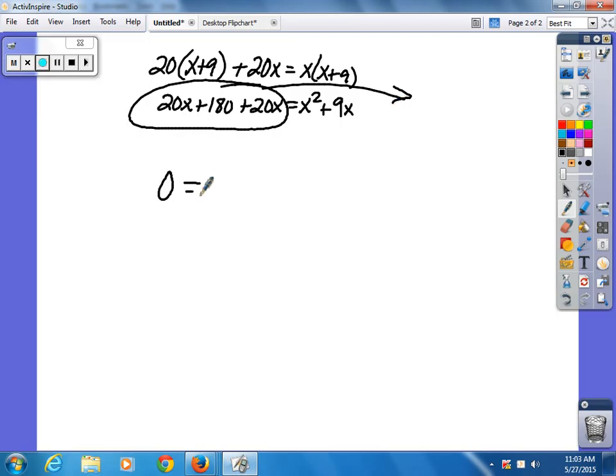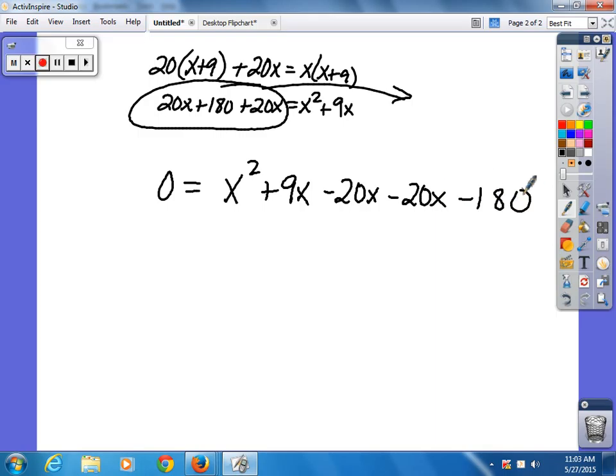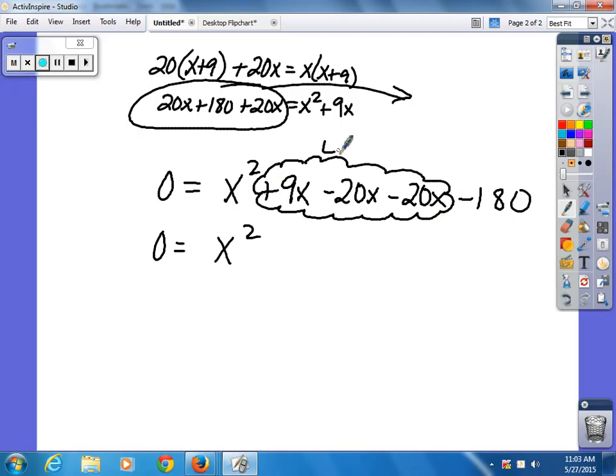So 0 is equal to X squared plus 9X minus 20X minus 20X minus 180. And yes, you can combine and then take over. I don't care. It doesn't matter. 0 is equal to X squared, CLT, which means what? Combine like terms, or common like terms, depending on what words you're using. Negative 20, negative 40. Negative 40 plus 9 is negative what? 31?